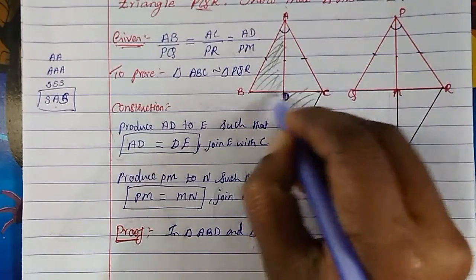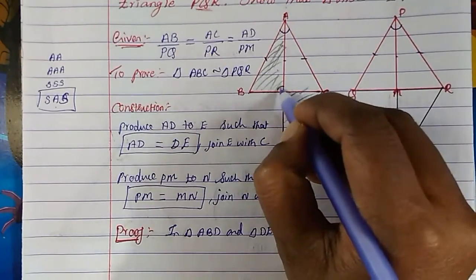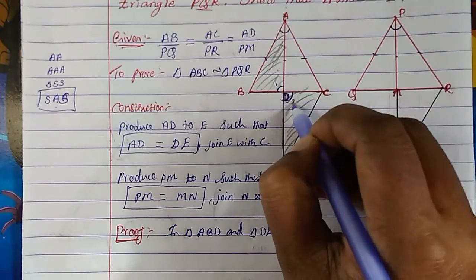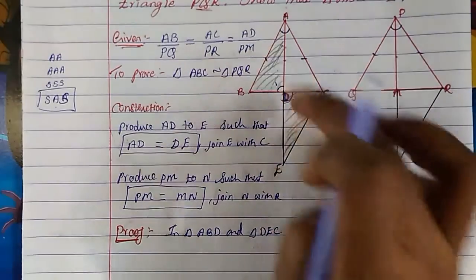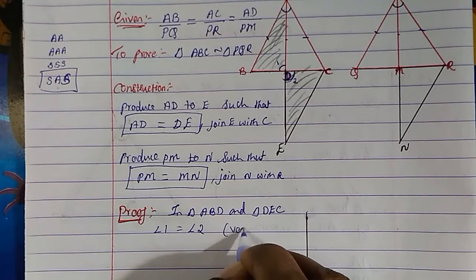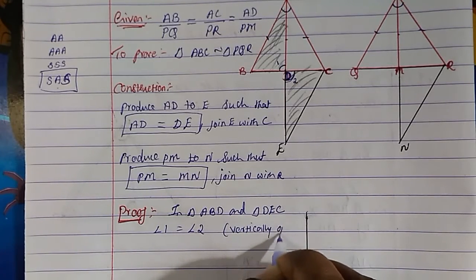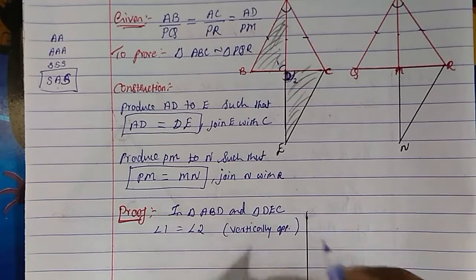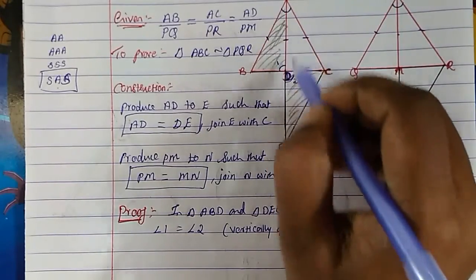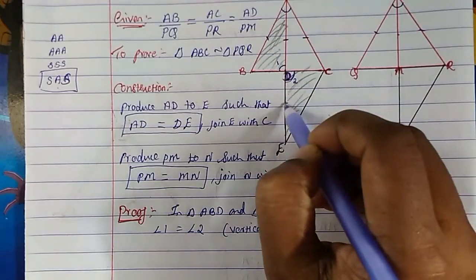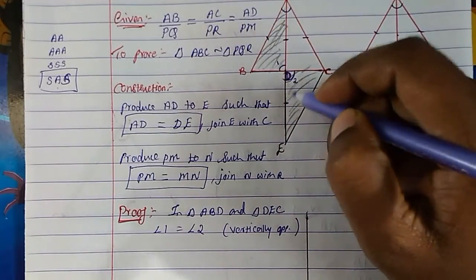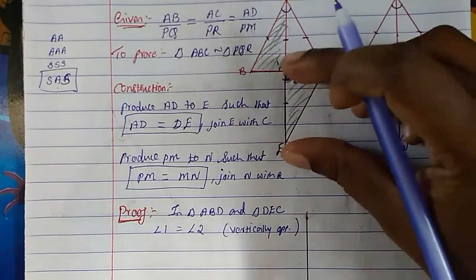So let's see what we have to prove these two triangles congruent. These two lines are intersecting each other, so can we say these are vertically opposite angles? Let us name this angle 1 and this angle 2. So in these two triangles, angle 1 is equal to angle 2 because they are vertically opposite angles. Now we say that AD is equal to DE. This side is equal to this side, because we only produced AD by the same measurement.